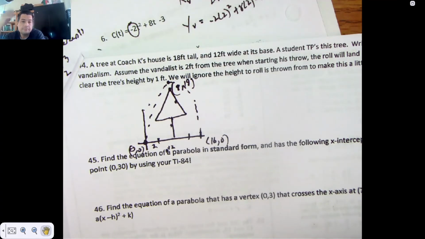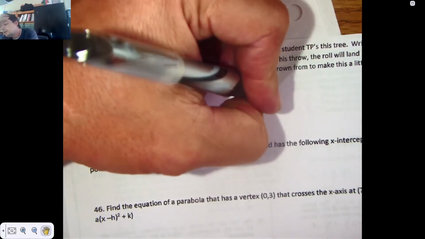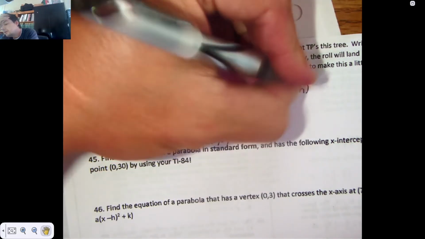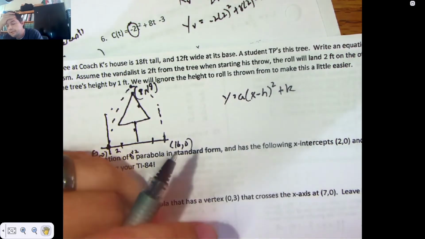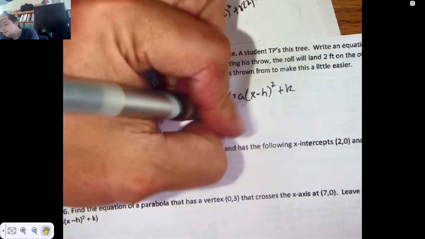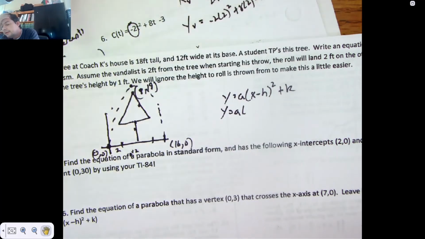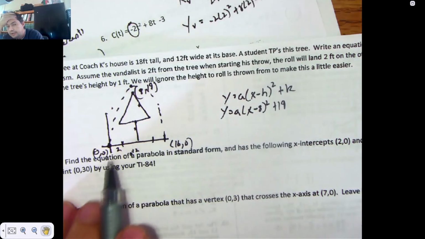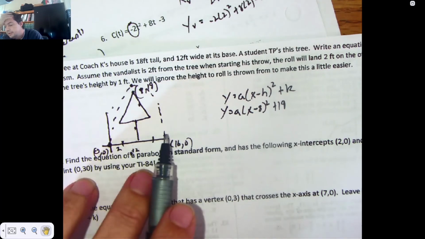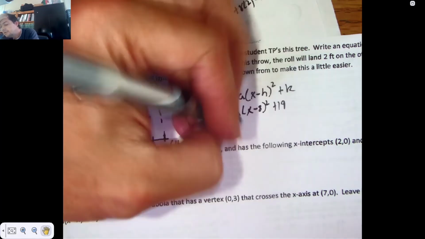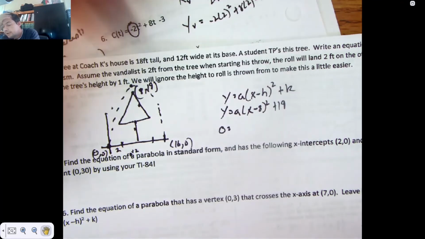Write an equation. You have a vertex, a perfectly good vertex right there. I personally would use y equals a times x minus h squared plus k. Then you just plug stuff into it. You can find everything but a very easily. It'd be x minus 8 squared plus 19. You can plug in either 0, 0 or 16, 0.